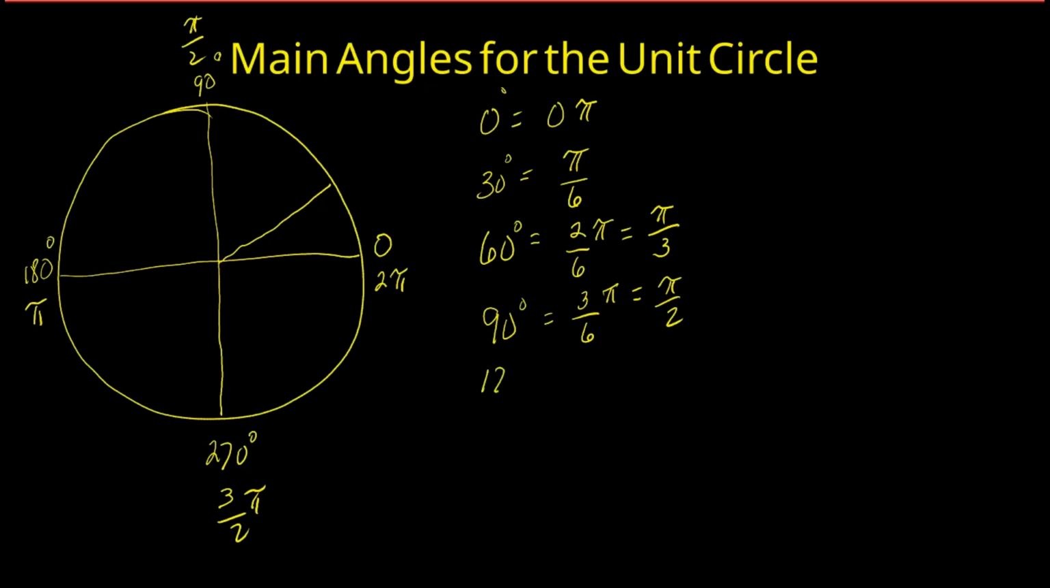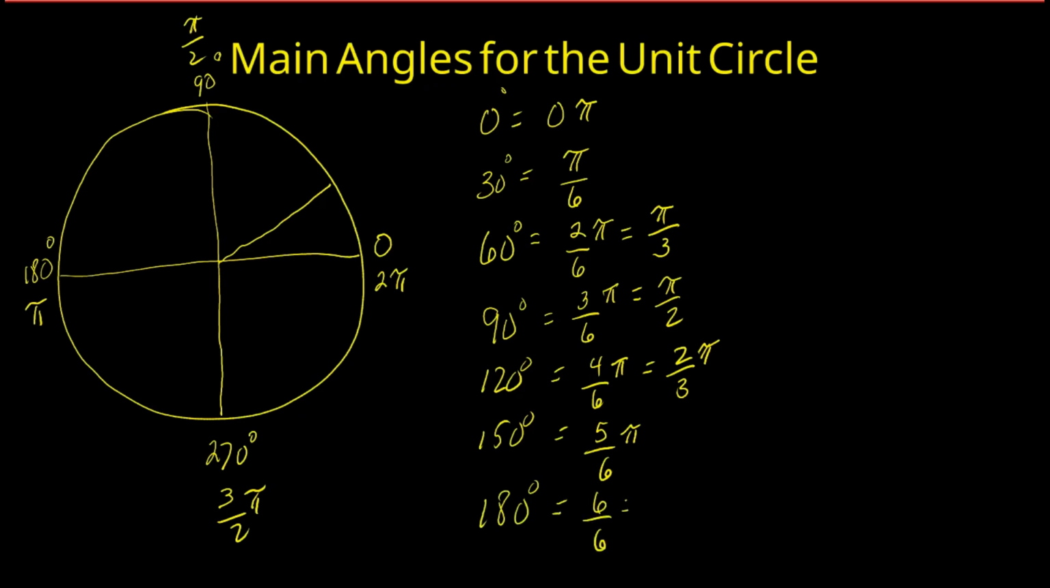At 120 degrees, that'd be 4/6 pi, which is equal to 2/3 pi. At 150 degrees, that's equal to 5/6 pi. At 180 degrees, that's equal to 6/6 pi, which is 1 pi.